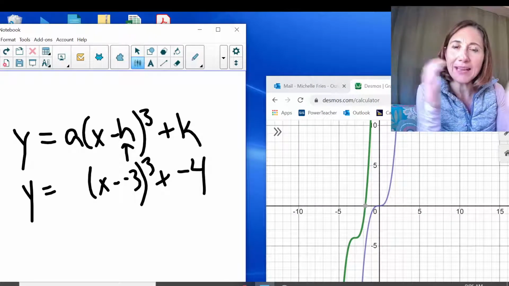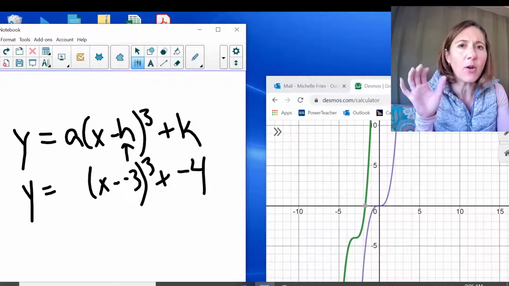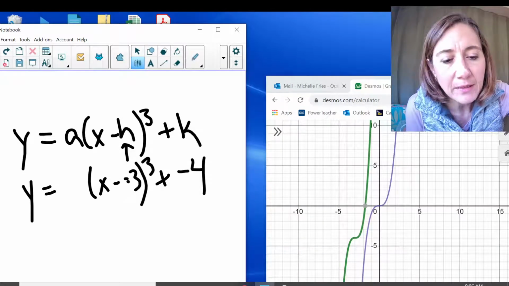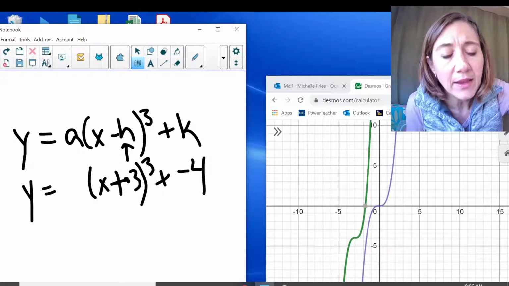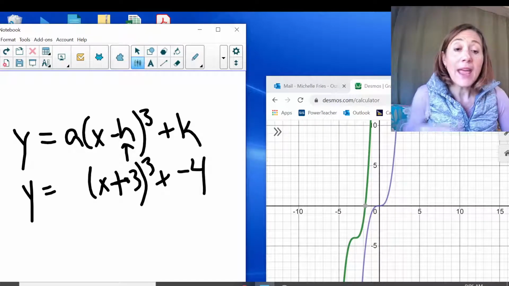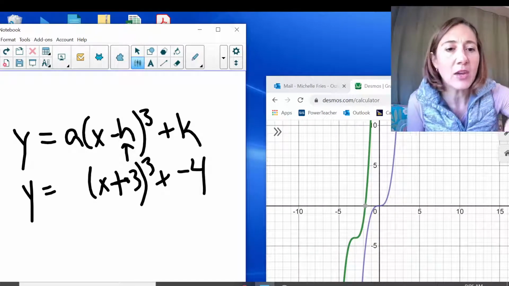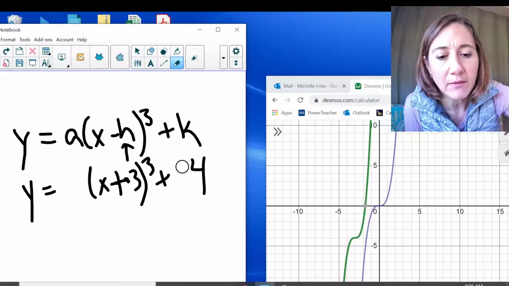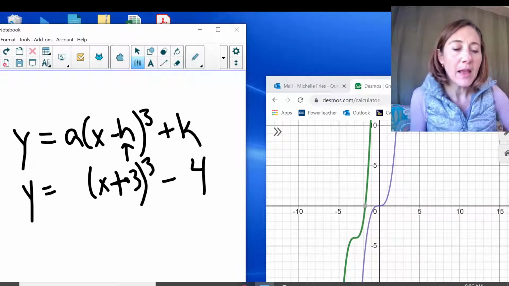Now, I see that double negative inside the parentheses, so I'm going to go ahead and clean that up and say x plus 3 inside of there. That's more typical. And then that plus -4 on the end, you can just write that as -4. We don't need to say plus a -4. It's fine if you leave it, but there we go.